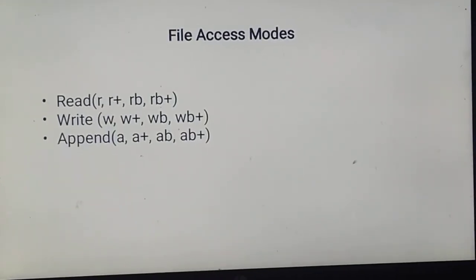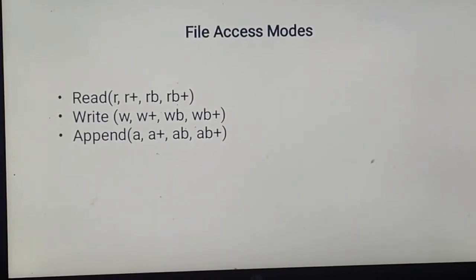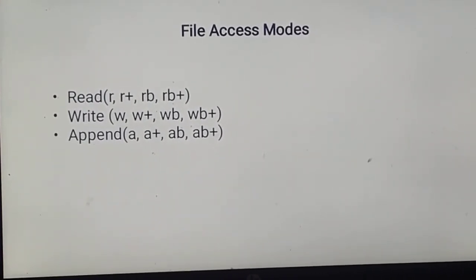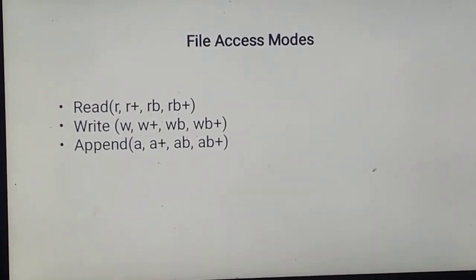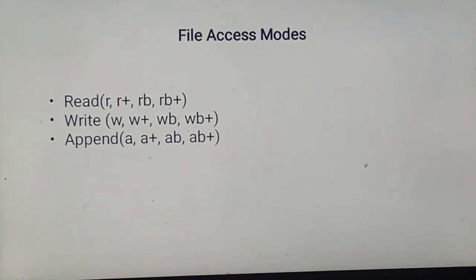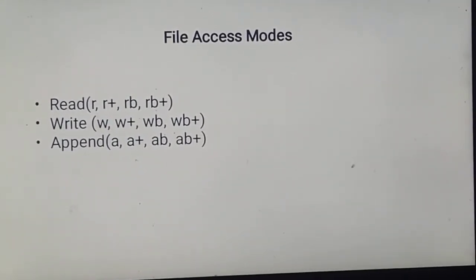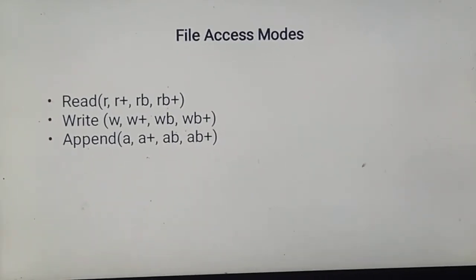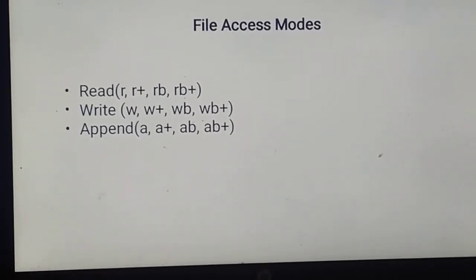The next topic is file access mode. The access mode determines the mode in which the file has to be opened, that is read, write and append. This is an optional parameter, and the default file access mode is read mode. Why do we say that? If you forget to mention the access mode in your program, it will take the default mode, which is read mode.